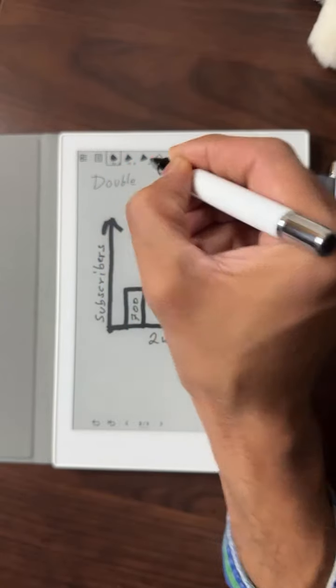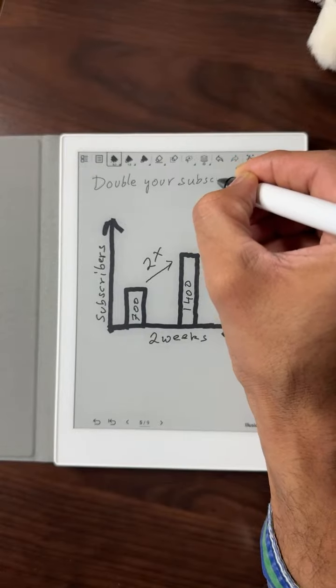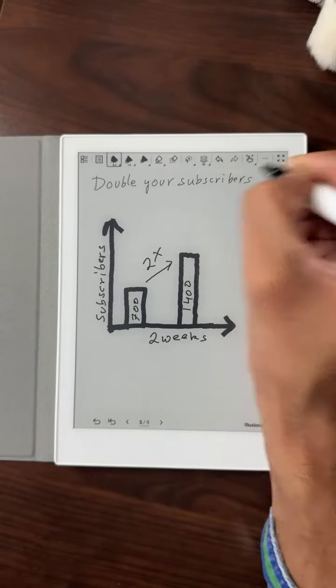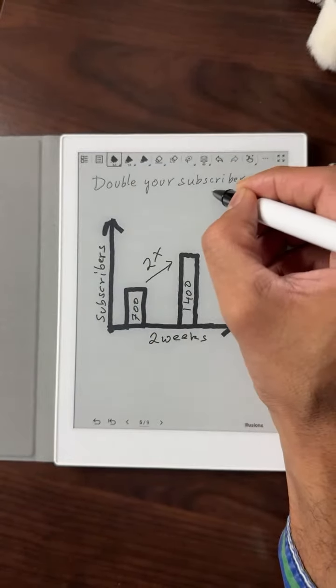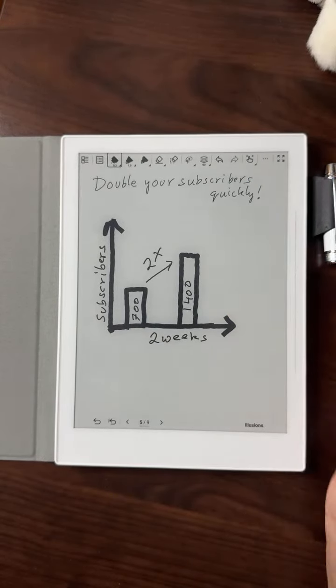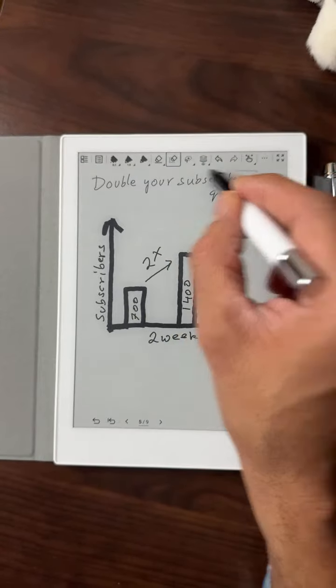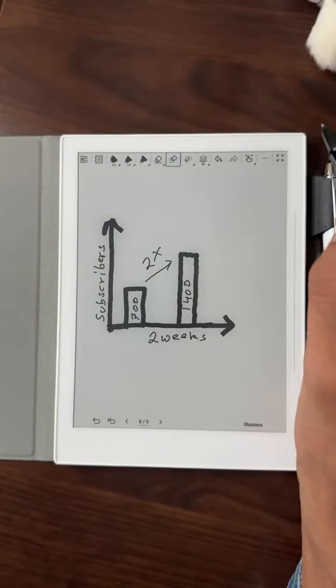Double your subscribers quickly, right? Quickly. Okay, doesn't look very good. Let me just erase that quickly and rewrite it.